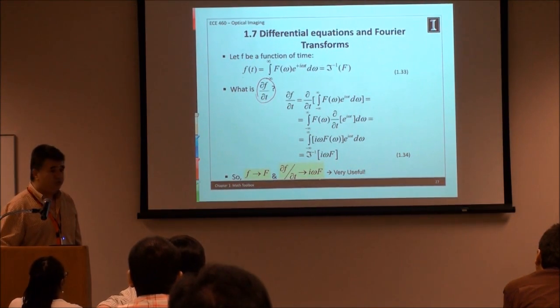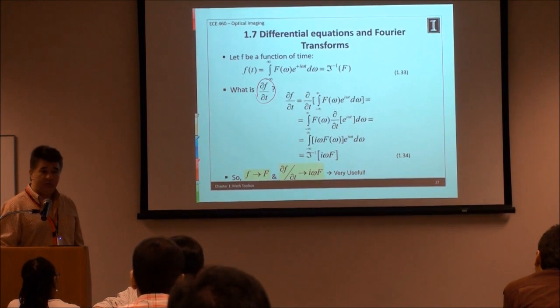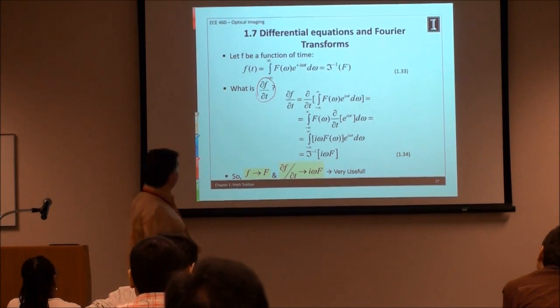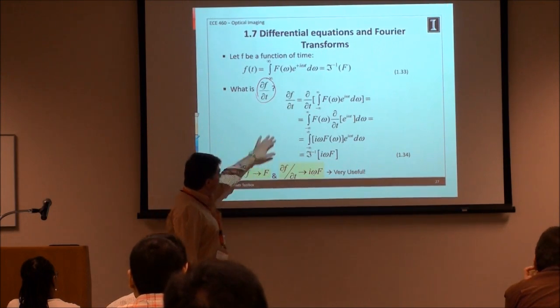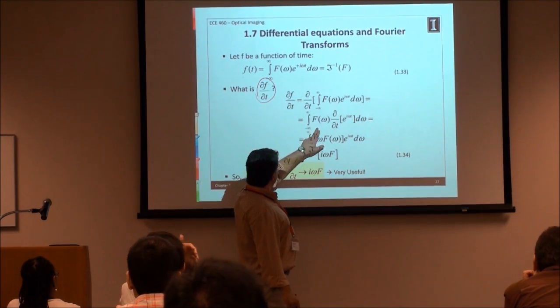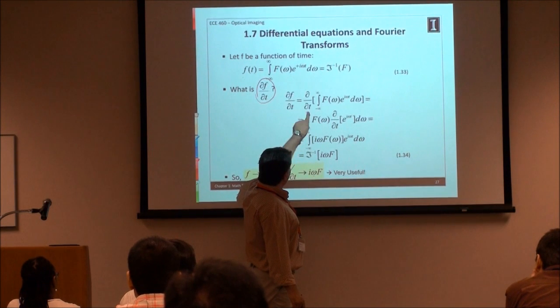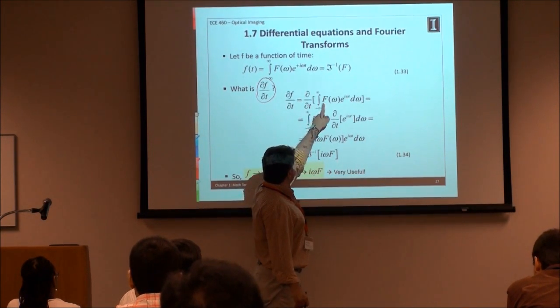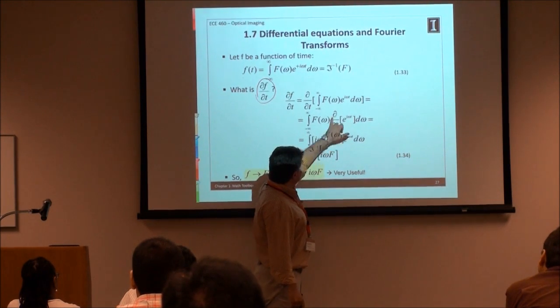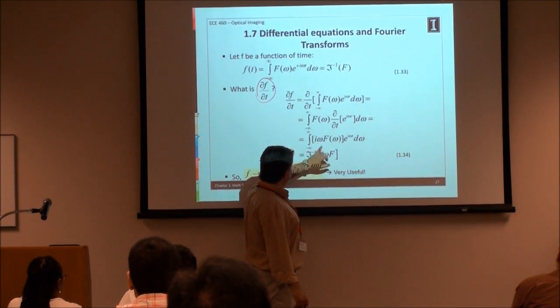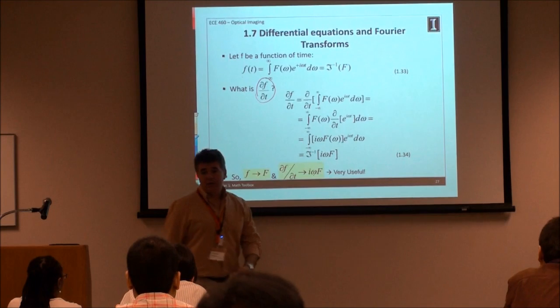So again, I don't know about you, but to me, multiplying with omega is much easier than taking a derivative, right? And by the way, the proof is really easy because F of omega doesn't have t. When I express f of t as the Fourier transform of F of omega, d/dt goes in here. The derivative of this e to the i omega t gives you i omega.